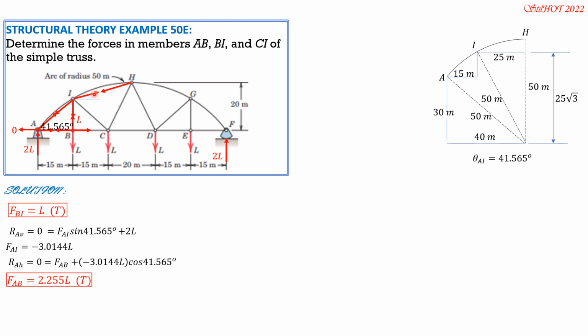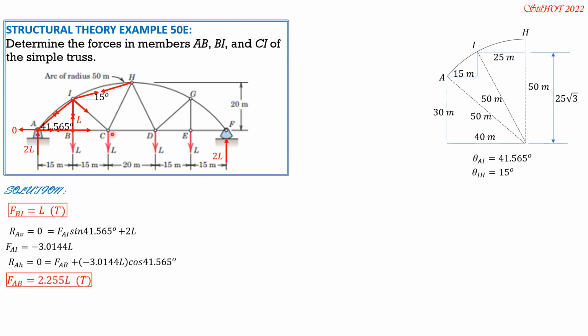Then we need to analyze this angle here. Theta IH is arctan, again, use your calculator there, arctan of 50 minus 25 square root of 3, this vertical distance here, over 25. So theta IH is 15 degrees. So let's transfer it there. Then we proceed to joint I. In a way we have found BI, which is L. There are only two unknowns here, FIH and FCI. So this angle here, at B and I, is this distance.